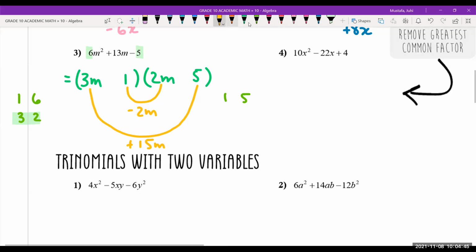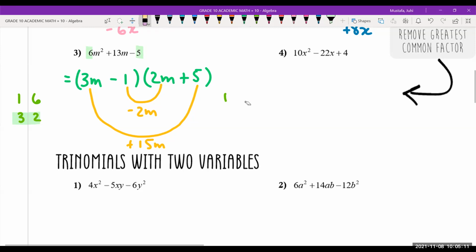Negative 2. Okay, so if this is negative 2m, what sign do I have to put in front of the 1? Minus, right? Negative 1 times 2m is going to give me negative 2m. If this is a positive 15, what sign do I have to put in front of the 5? Plus. And I'm going to save you the work. When you do expand this, this ends up working out perfectly. So it is the right answer.